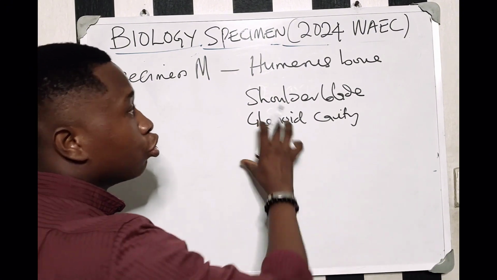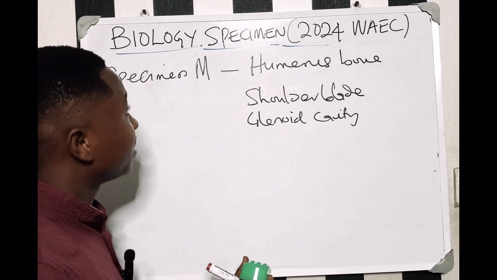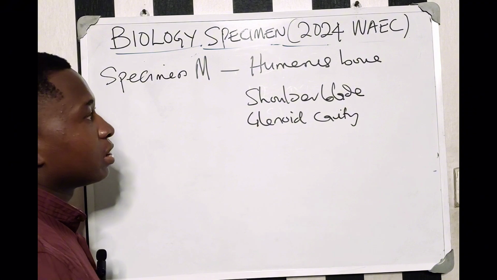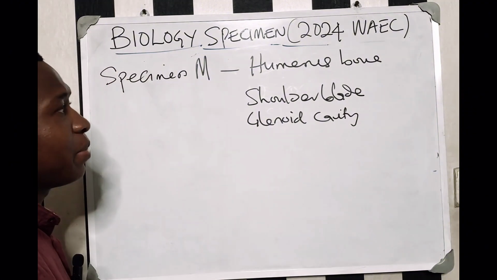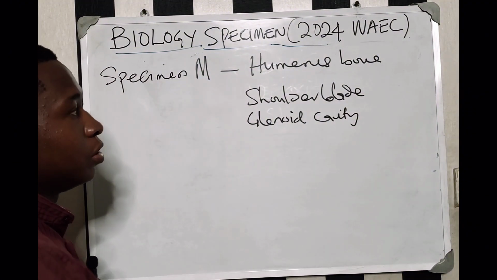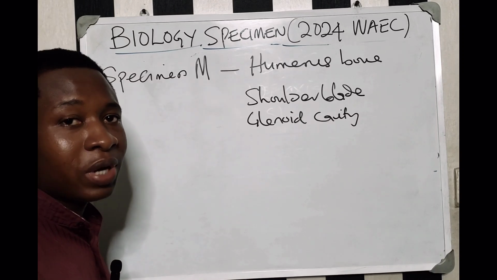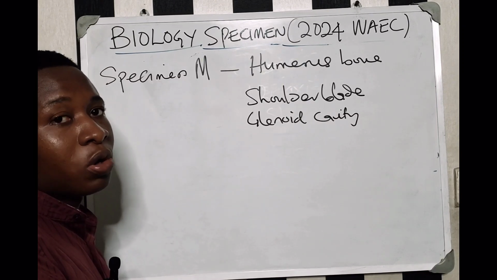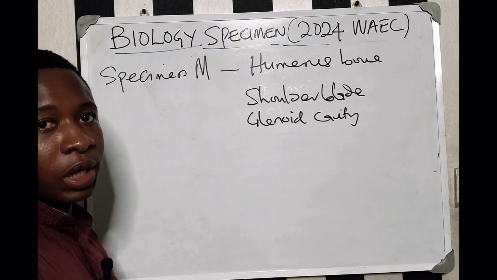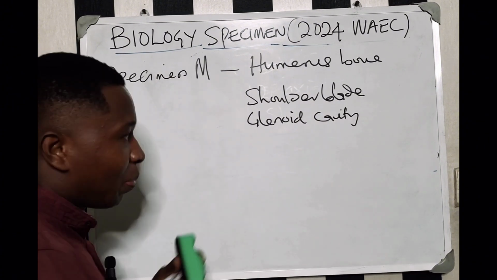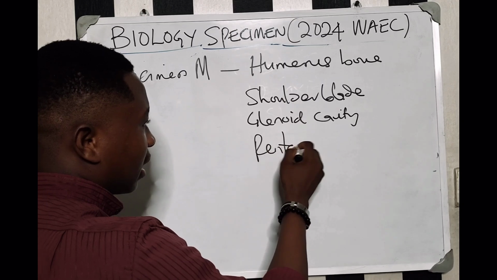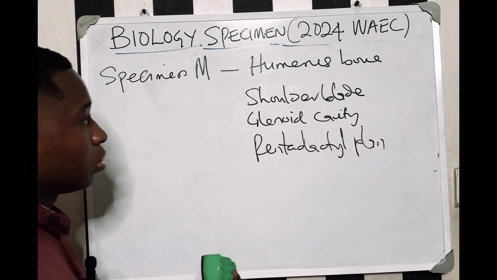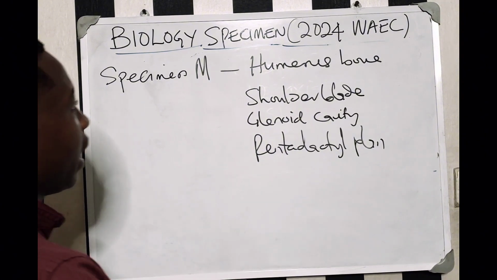Okay, so you can be asked to draw the structure of specimen M and label. Okay, so you do that. And you can be asked the function of the humerus. You know that it attaches to the glenoid cavity and also attaches to the ulna and the radius. It is part of the pentadactyl plan. So that is that for specimen M, which is the humerus.